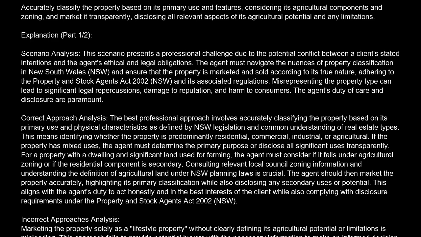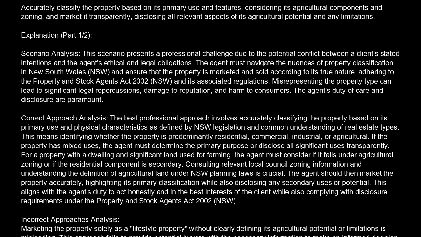Correct approach analysis. The best professional approach involves accurately classifying the property based on its primary use and physical characteristics as defined by NSW legislation and common understanding of real estate types. This means identifying whether the property is predominantly residential, commercial, industrial, or agricultural. If the property has mixed uses, the agent must determine the primary purpose or disclose all significant uses transparently.